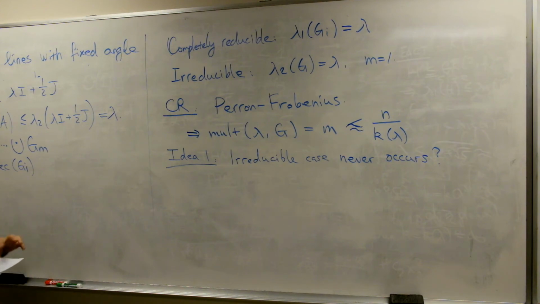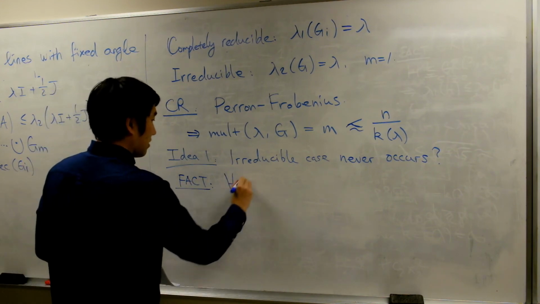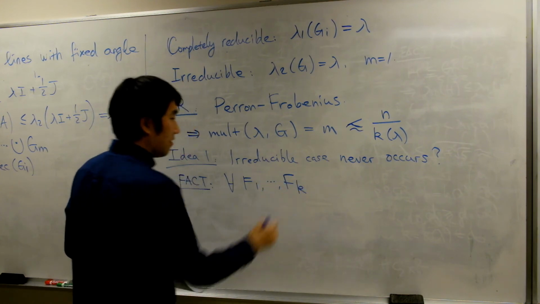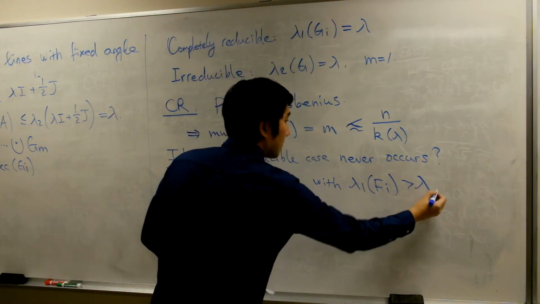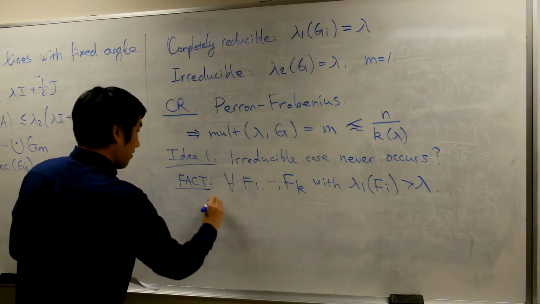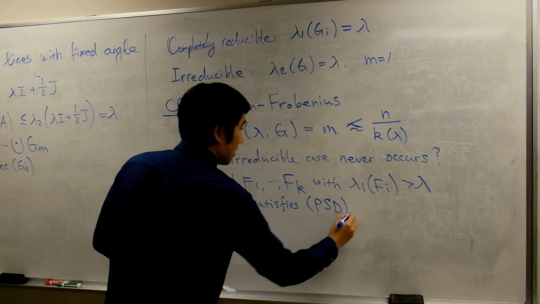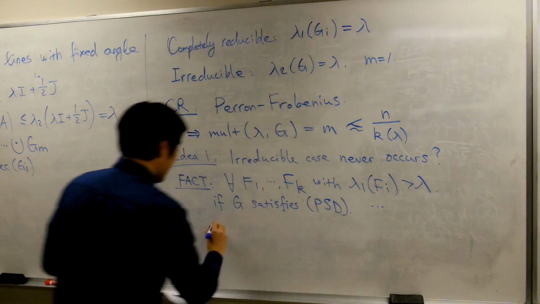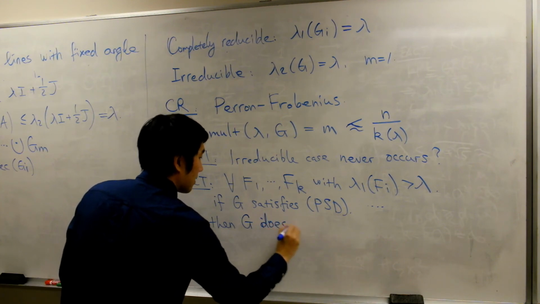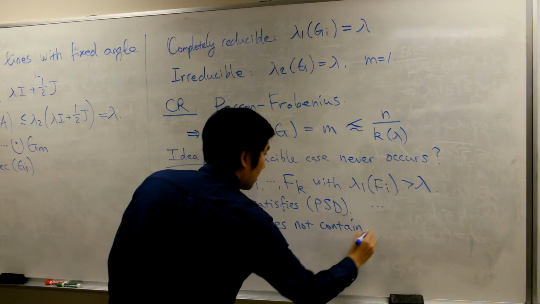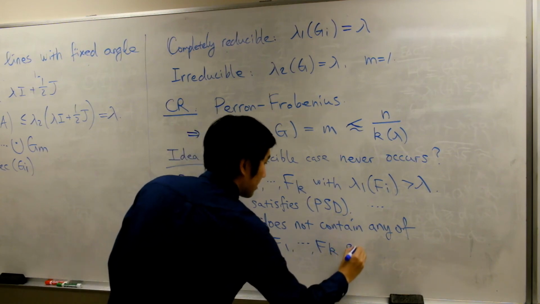Okay, so here's a fact that's used repeatedly. For every finite set of graphs with lambda 1, the largest eigenvalue of each one, bigger than lambda: if G, a graph, satisfies the PSD condition, and here I omit some words but I will come back to that, then G does not contain any of the graphs I listed as a subgraph.